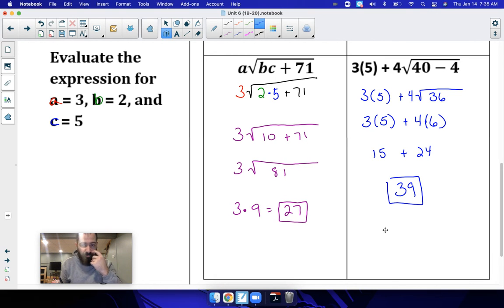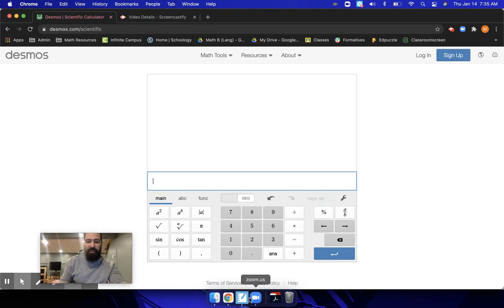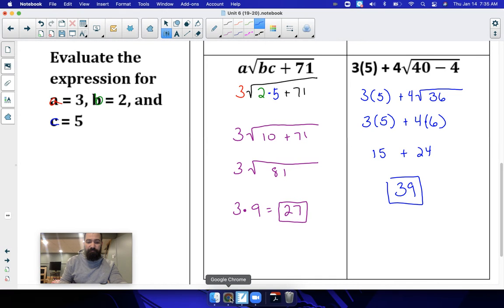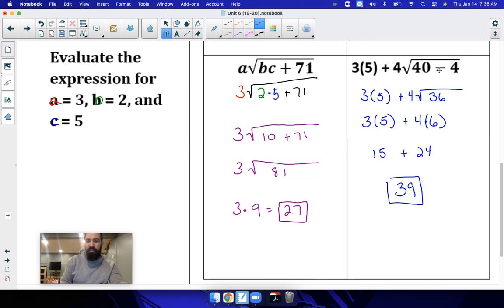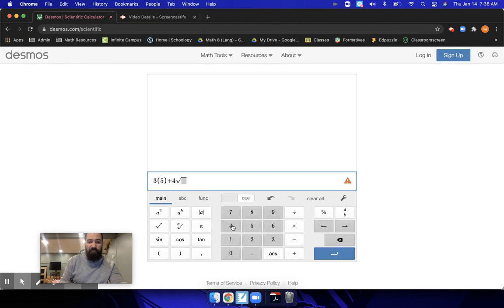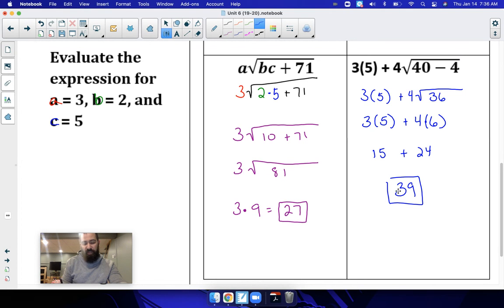Let's check. Again, I'm going to have to bounce back and forth just to make sure we get the right answer. So we started with 3 times 5, let's do it the way it's written, times 5 plus, I believe it's 4, times the square root of 40 minus 4. Our answer is 39 here. Let's see what our answer was back here. We said 39.